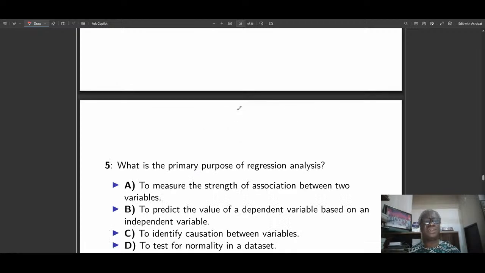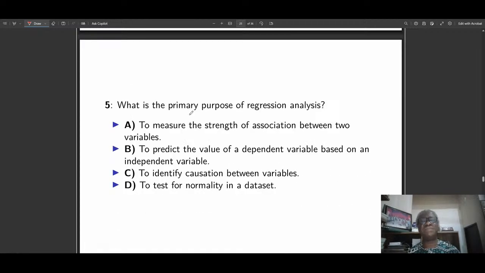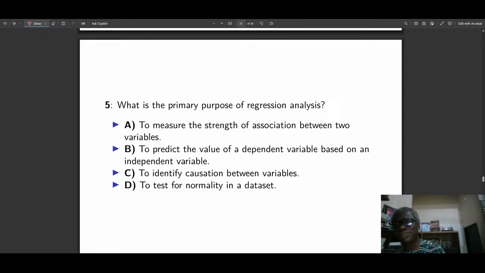Question 5. What is the primary purpose of regression analysis? As we discussed, what is the primary purpose of regression analysis?